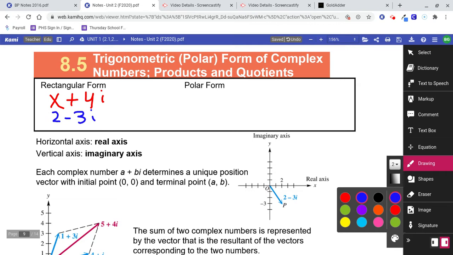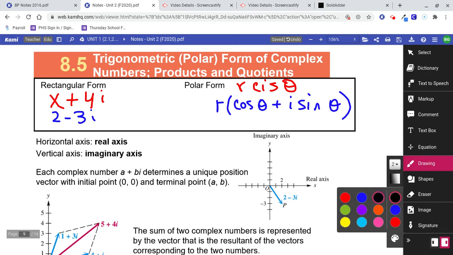Polar form looks a little bit more complicated. It's going to look like this: r cis theta, or the longer form, r times the quantity cosine theta plus i sine theta. Now that looks really, really complicated and confusing. I like the short form better, cis, and understand that cis is just an acronym. It stands for cosine i sine. So that cis is just an abbreviation of cosine i sine.